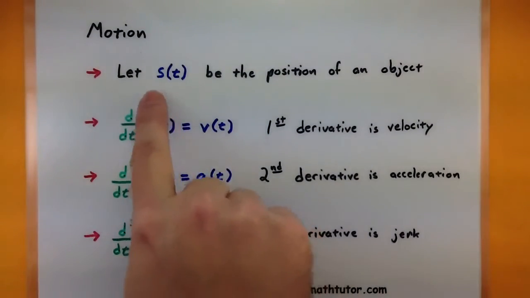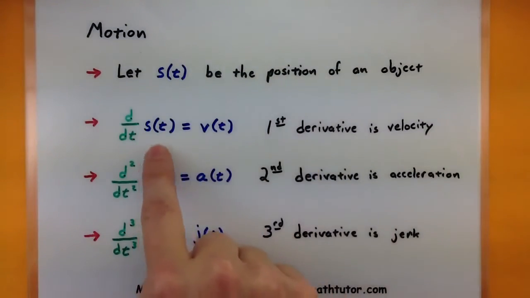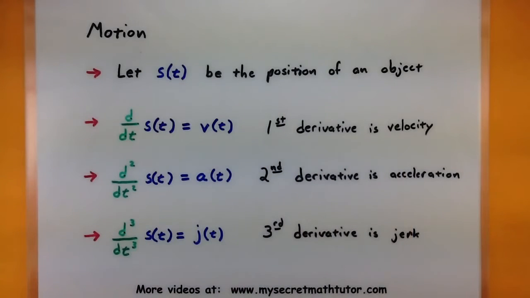For example, if your original function is the position, the first derivative is your velocity, the second derivative is your acceleration, and the third derivative is the jerk. So look for these key terms in these problems so you know which derivative you need to take. All right, let's go ahead and move on to the example.